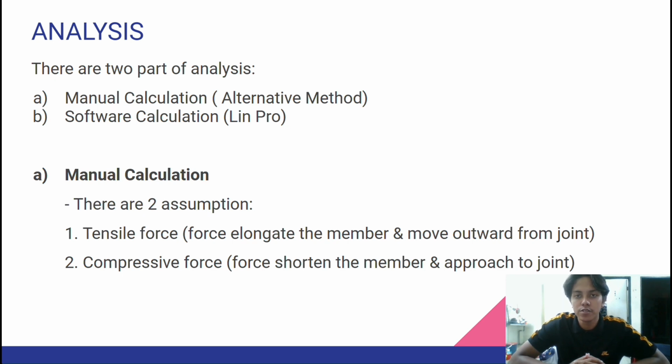So in this project, there are two parts of analysis, which are manual and software calculation. For manual calculation, there are two assumptions made for the direction of force of members. First, if the member force elongates and moves outward from the joint, we assume it is tensile force. Second, if the member force approaches the joint and shortens, we assume it is compressive.